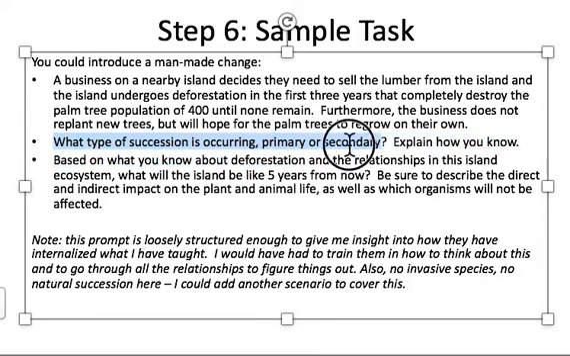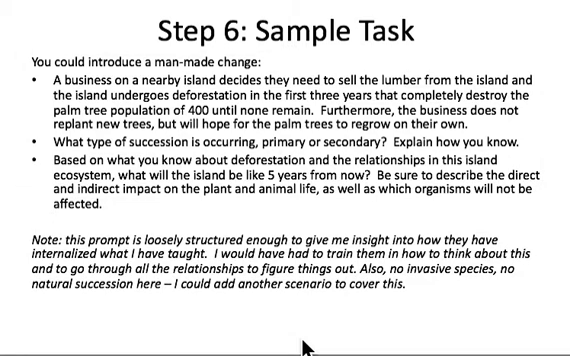In this case, what type of succession is occurring? It is secondary. Explain how you know. And based on what you know about the deforestation, the relationship in this island ecosystem, what will the island be like 5 years from now? Be sure to describe the direct and indirect impact on the plant and animal life, as well as which organisms will not be affected. And note that this prompt is pretty loosely structured, just enough to give me insight into how they have internalized what we've talked about in class.